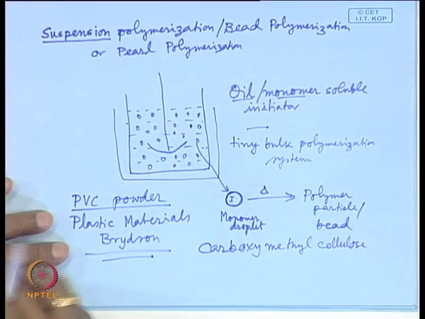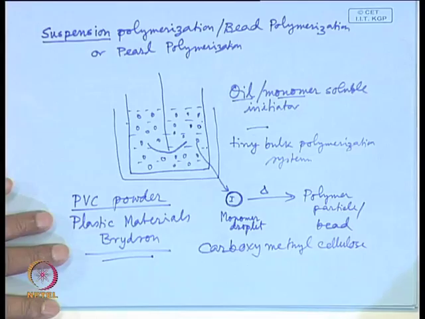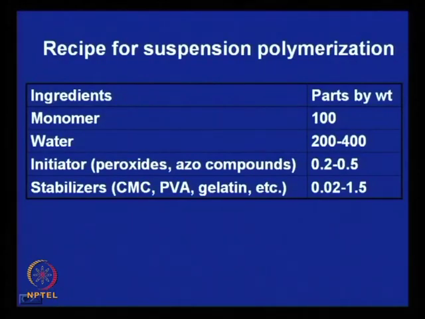Carboxymethyl cellulose. PVA, polyvinyl alcohol. Again, here is a science, if you are interested. Science means you see a suspension of organic droplets in an aqueous phase. So, there is an interface of hydrophobic and hydrophilic. That interface is always unstable because of the surface energy.